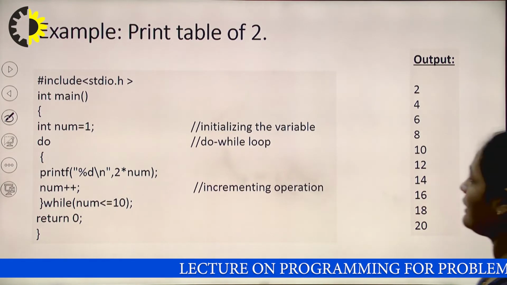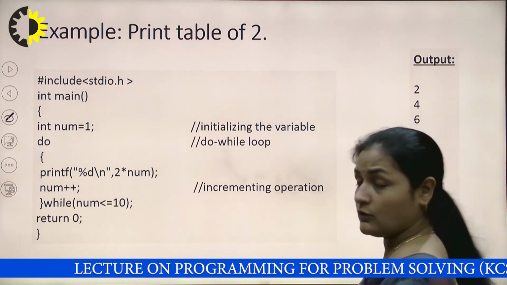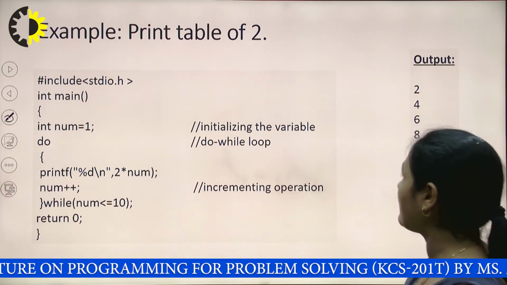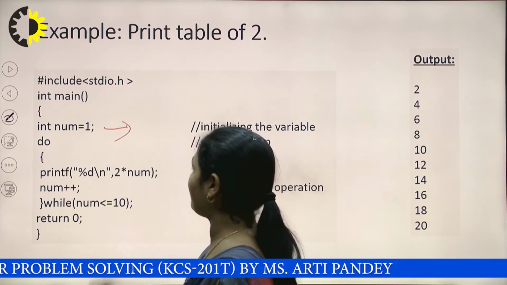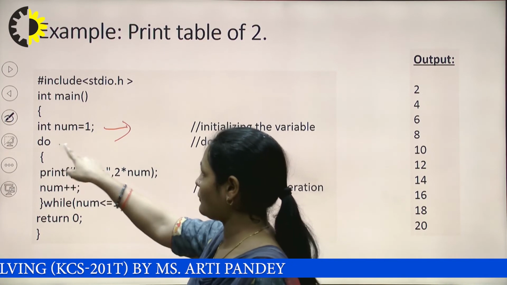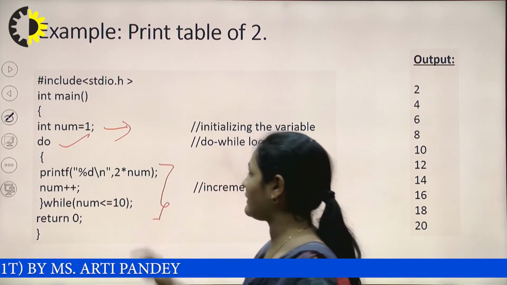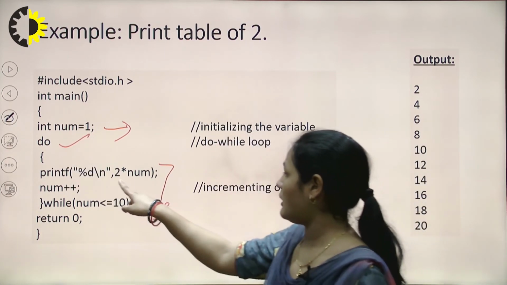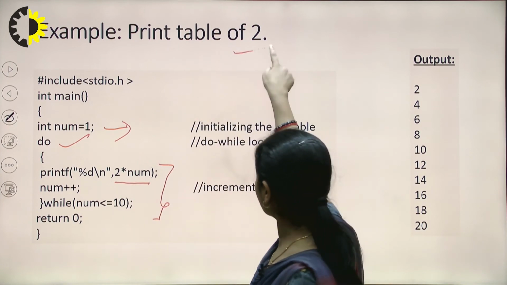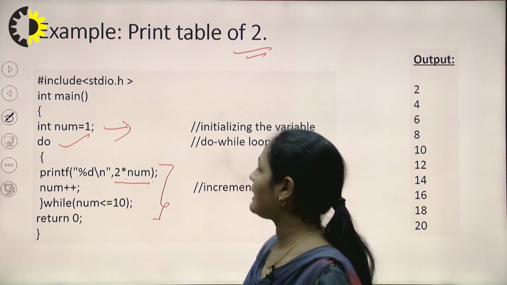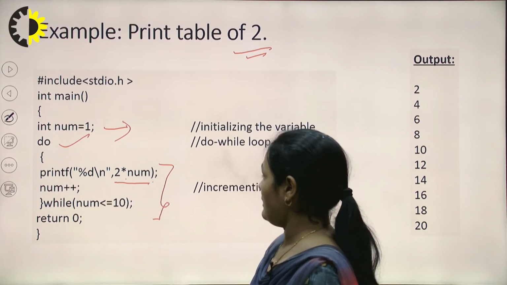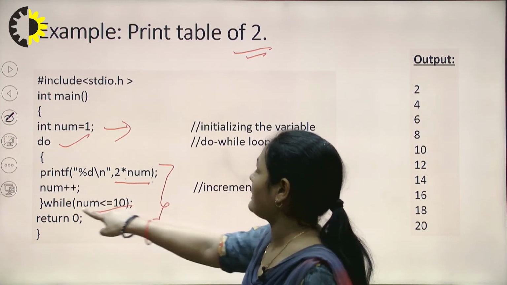This is the example of do while loop. We want to print the table of 2. What we do? We simply initialize the variable num by 1, and we write the do statement and giving the statement what we want to execute. We want to print the table of 2, so 2 multiply the num and increase the num variable, and we test the condition at the last of the loop.